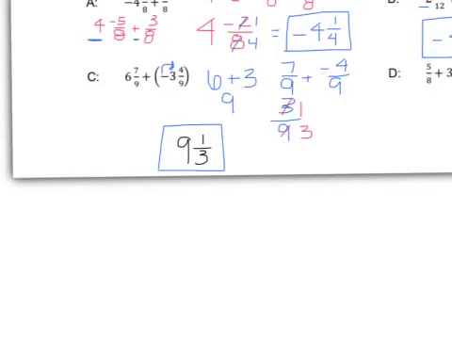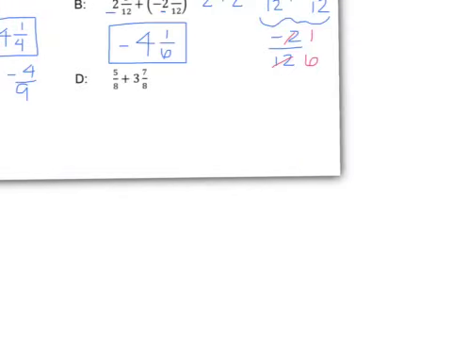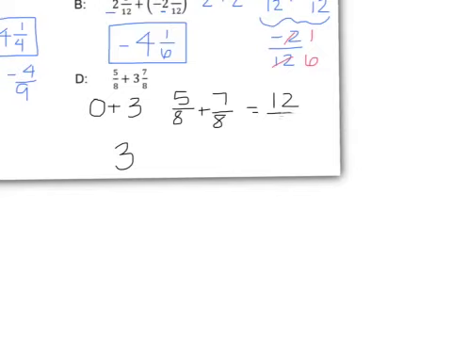All right, let's move over to D. For D, we have a 5/8. So the number in front of 5/8 is 0. The number in front of 3 and 7/8 is 3, so we have a 0 plus 3. Then we also have the 5/8 plus the 7/8. 0 plus 3 is 3. 5 plus 7 will give us 12/8. Do your reducing. They can both be divided by 4, so we get 3/2.